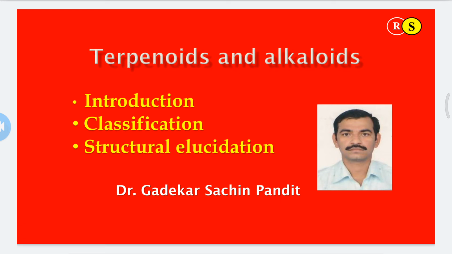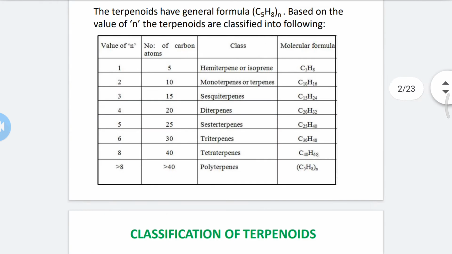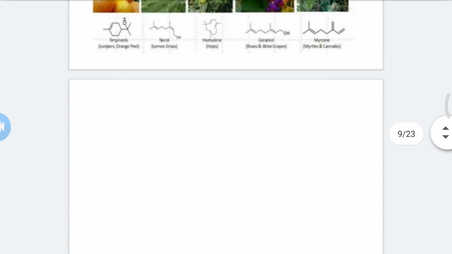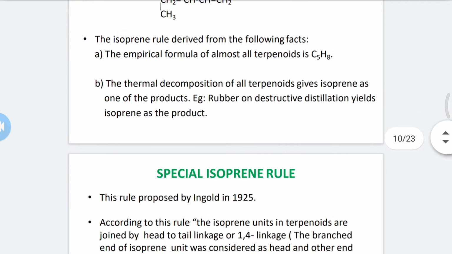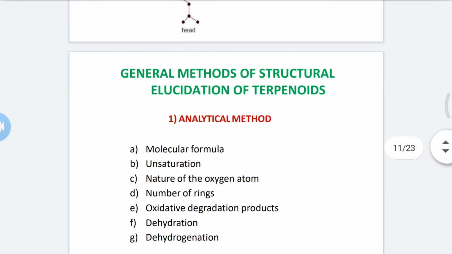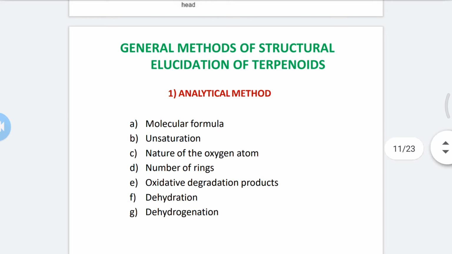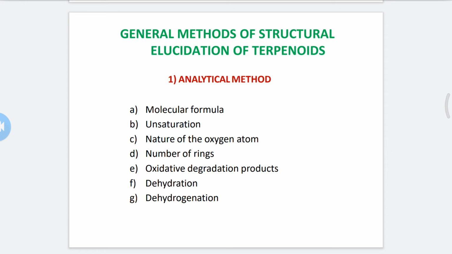Okay, monoterpenoids. Monoterpenoids are classified as acyclic, monocyclic and bicyclic. Then we discussed the isoprene rule. So next, today we will discuss the general methods of structural elucidation of terpenoids. The first of the structural elucidation methods is the analytical method.